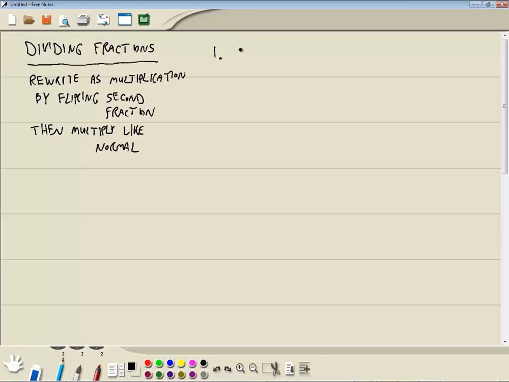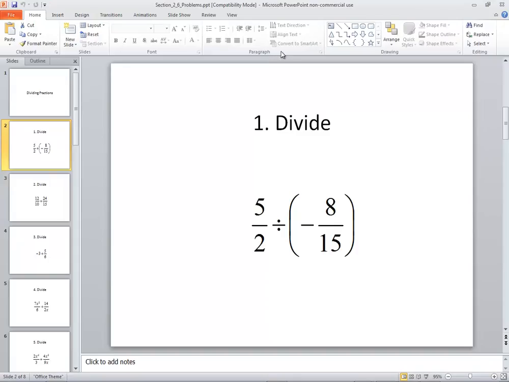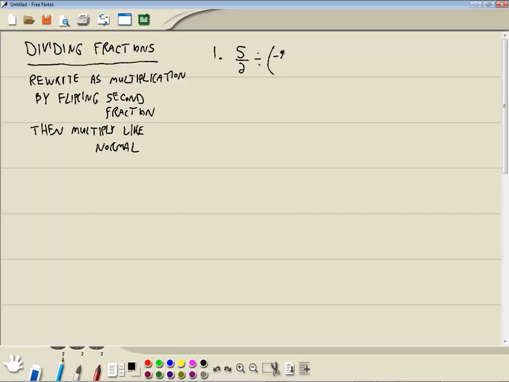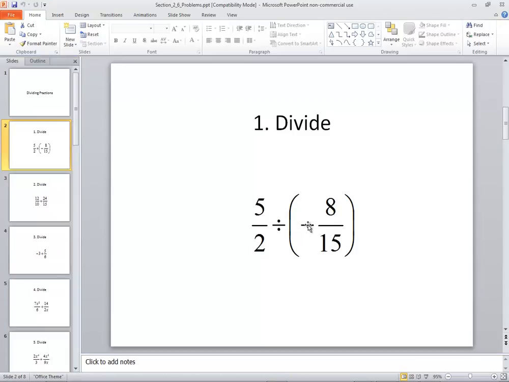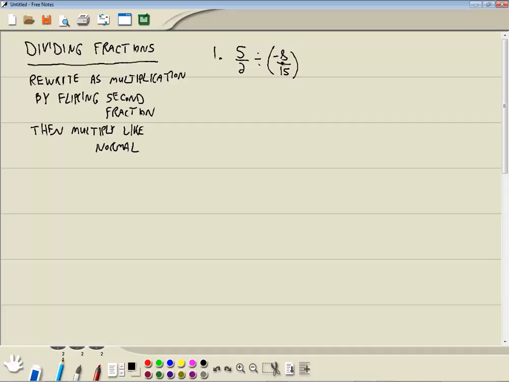We've got 5/2 divided by -8/15. Now the negative was out in front, and I went ahead and put it up at the 8. It doesn't matter where you put it. We immediately rewrite it as multiplication by flipping the second fraction, taking the reciprocal of it. Top goes to the bottom, bottom goes to the top. So this becomes 15 over -8.